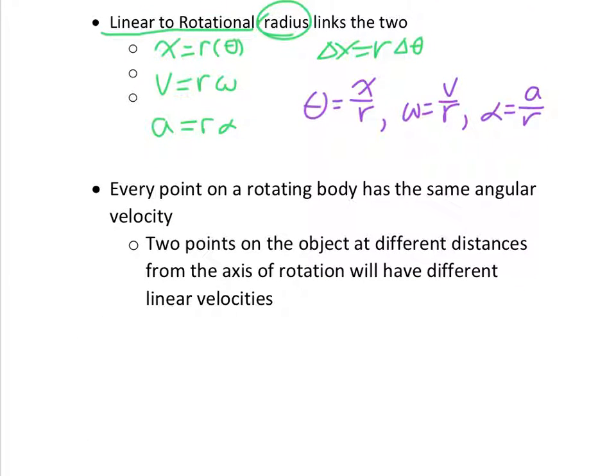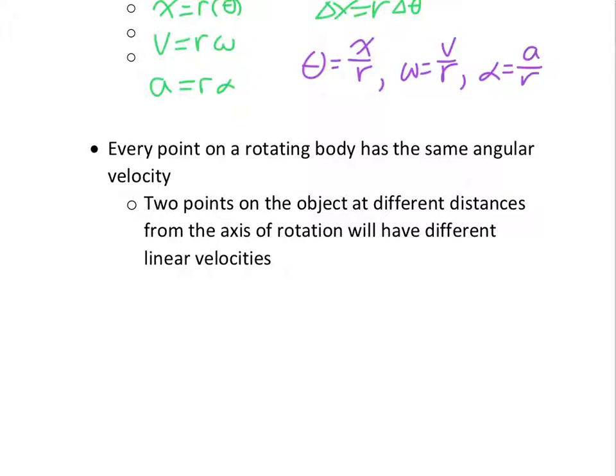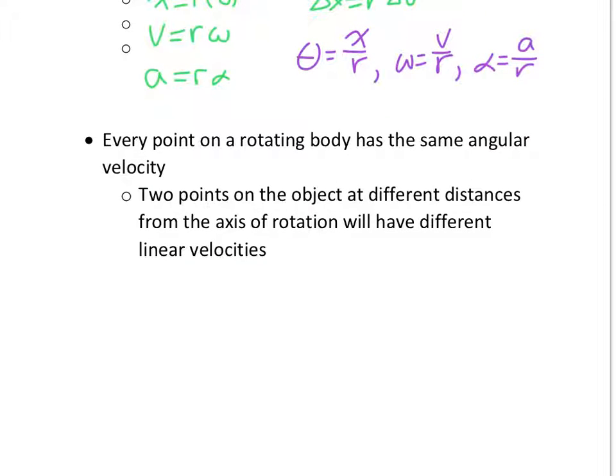Every point on a rotating body is going to have the same angular velocity. However, two points at different distances from the axis of rotation will have different linear velocities. So what does that mean? Say you have a circle. Think of a merry-go-round or a carousel. Say you are standing here. Here's the center. So this would be your radius. And say somebody else is standing here. So that would be their radius.